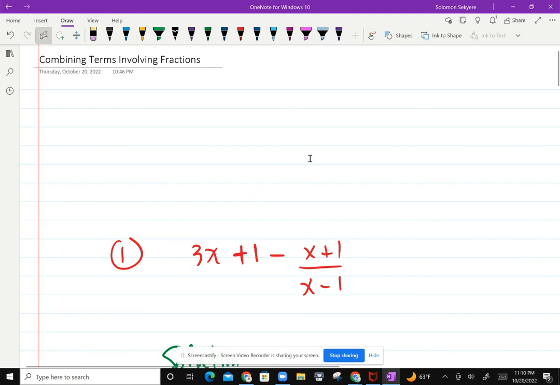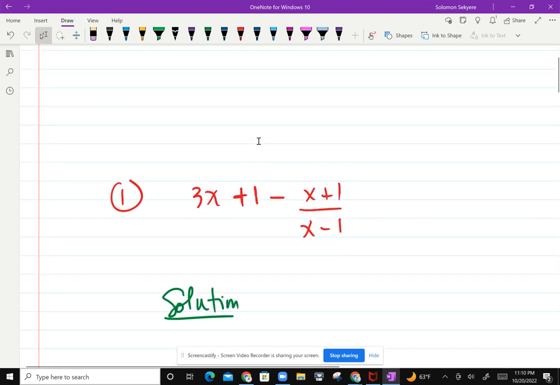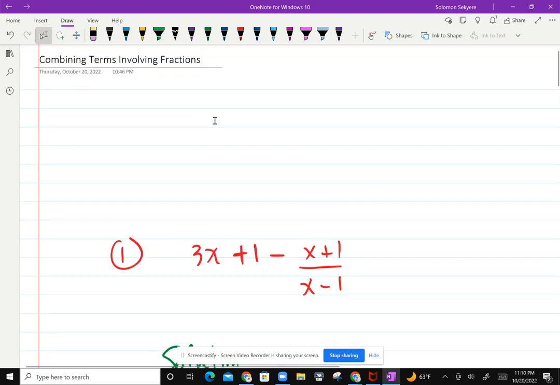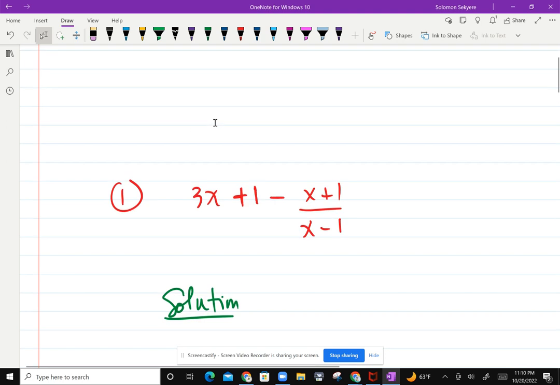Okay, let's tackle some of the problems that sometimes prove challenging for students here. How are we going to combine terms that involve fractions or rational expressions? Okay, so the first one is we want to simplify this expression.